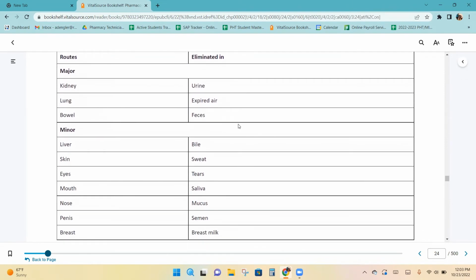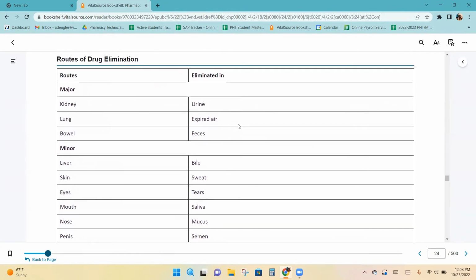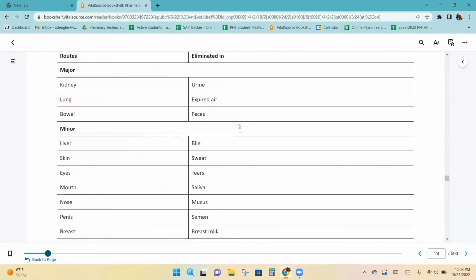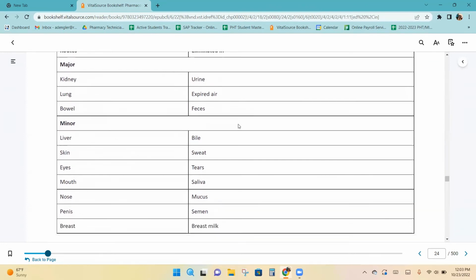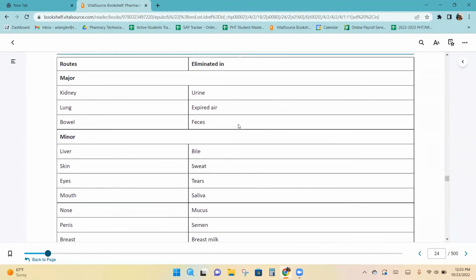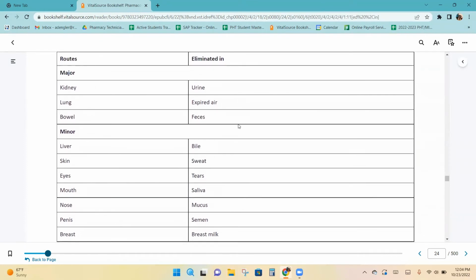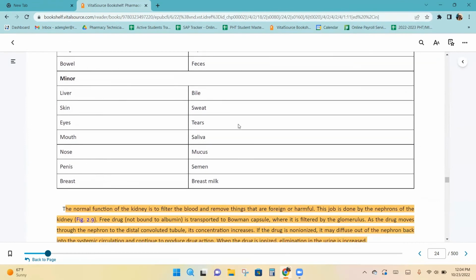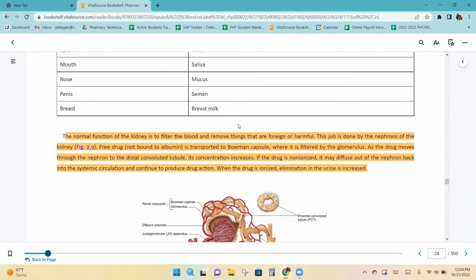So in the kidney, they're eliminated in urine. In the lung, they're eliminated in expired air. In the bowel, feces. So those are the major. And the minor: for the liver, bile; skin, sweat; eyes, tears; mouth, saliva; nose, mucus; penis, semen; and breast milk.